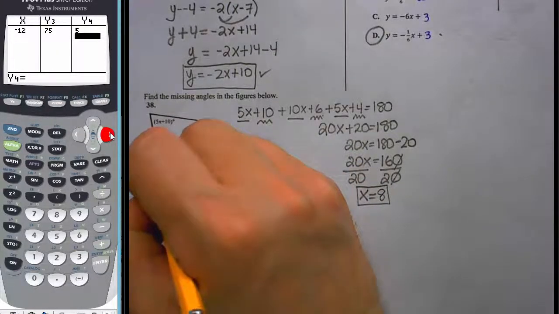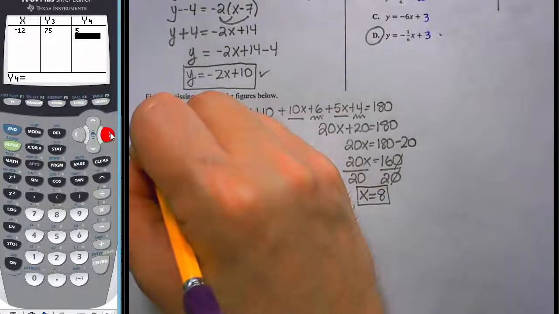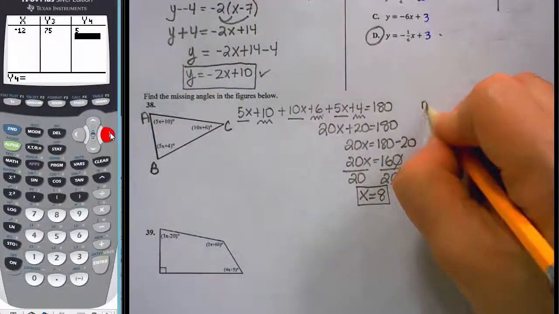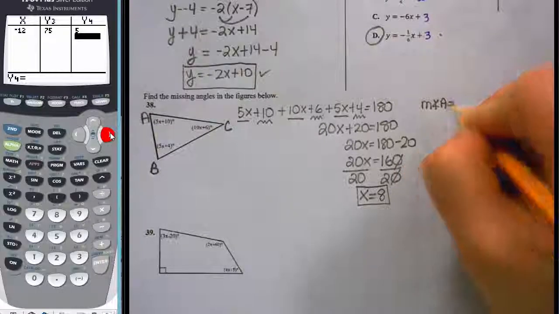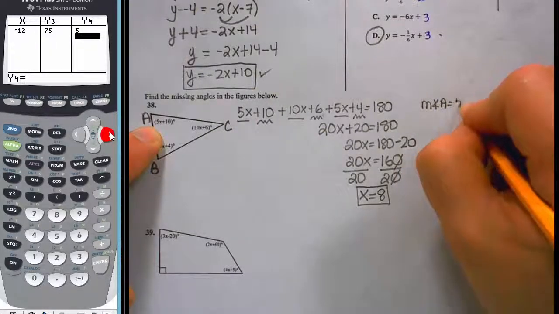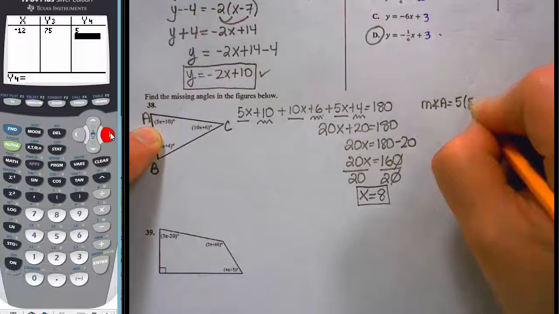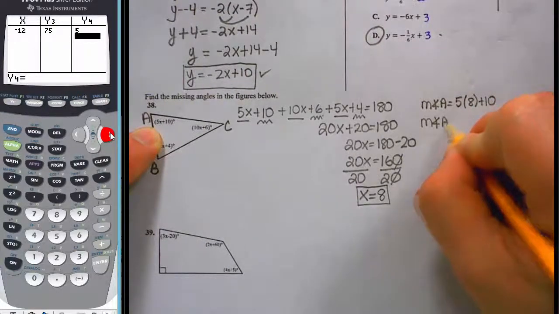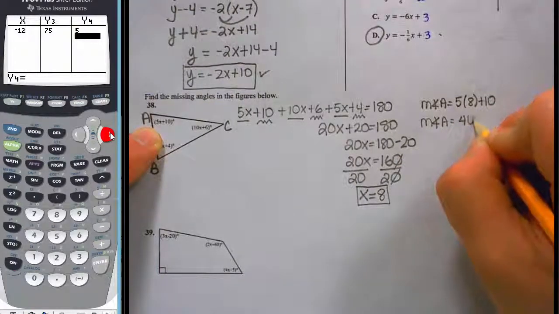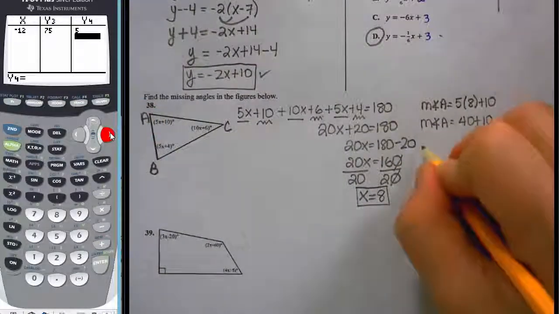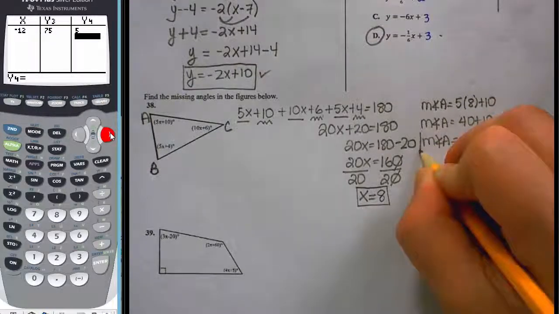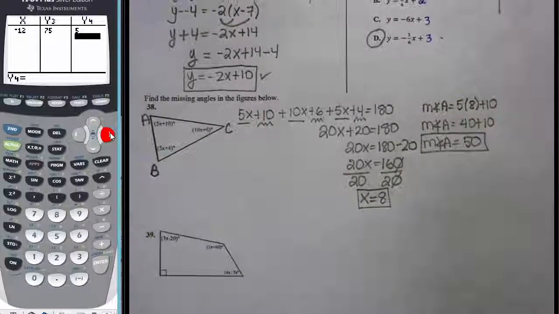So let's give them a name. Let's say this is A, this is B, and this is C. If I want to find the measure of angle A, I would copy this formula 5x plus 10, but instead of x, I'm going to replace it with 8. So the measure of angle A, you do multiplication first, so it'll be 40 plus 10. And the measure of angle A equals 50. That will be one of the angles.